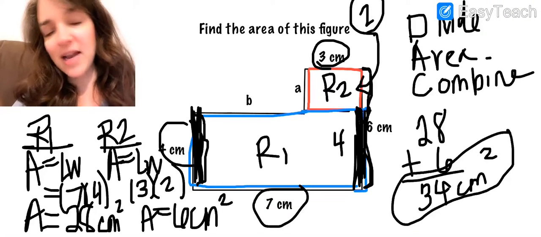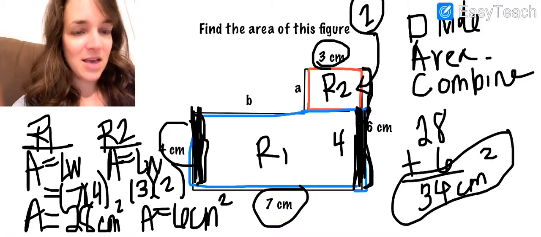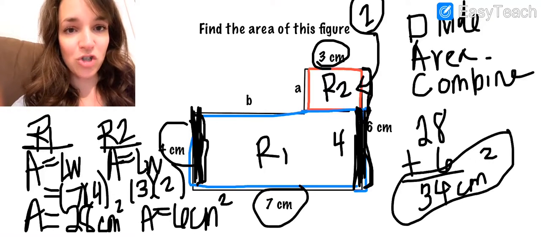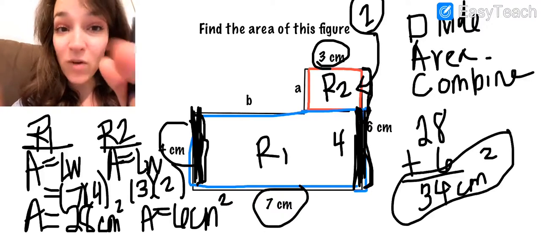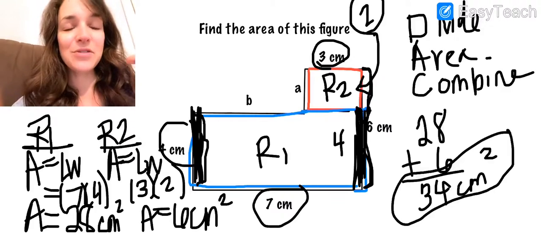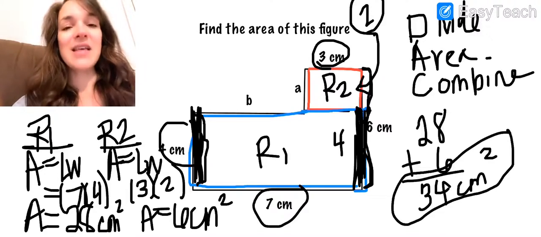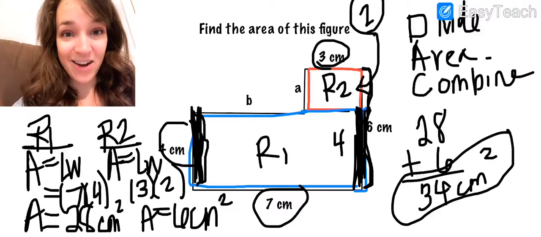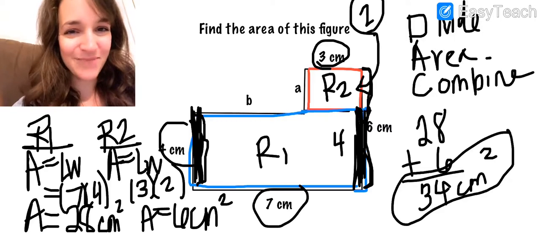Awesome job, guys. And you know what? I think that is all we have for this one. So just remember your steps. Divide, you're going to DAC it. Whenever you get a composite figure that you have to find the area of, you're going to DAC it. Divide your figure into 2 shapes. Find the area of each shape. Then combine the areas to get your total. Okay? If you remember those 3 steps, you're golden.